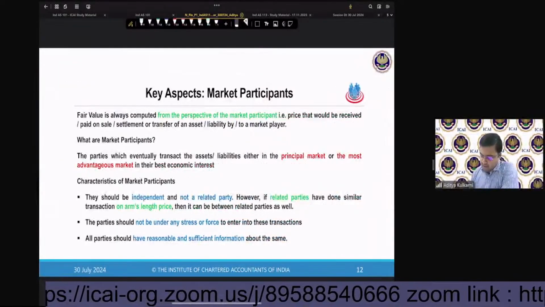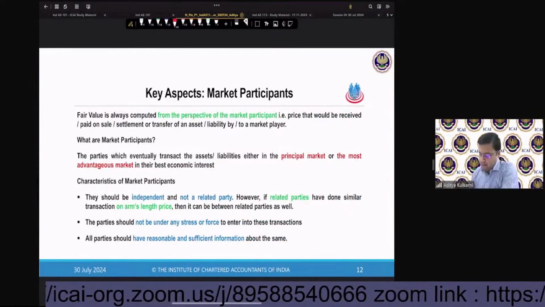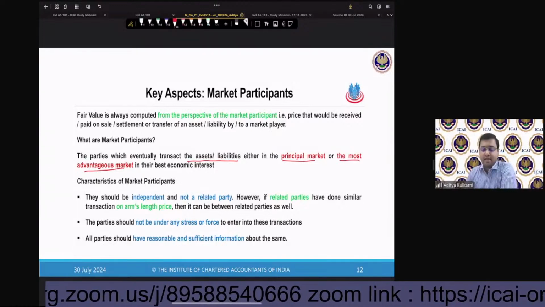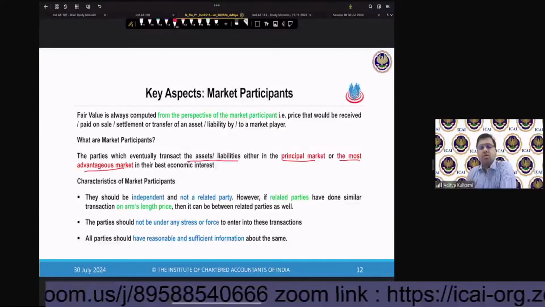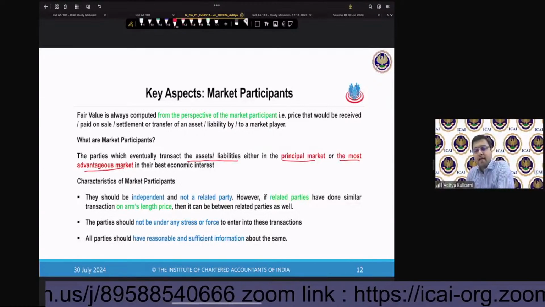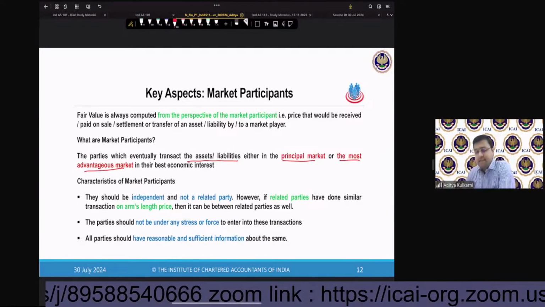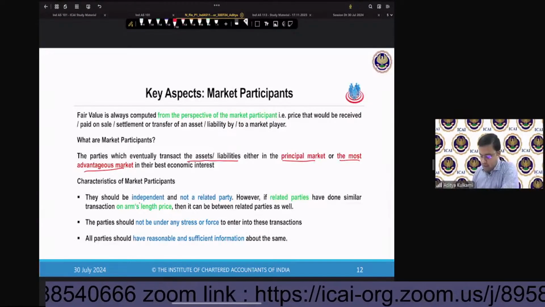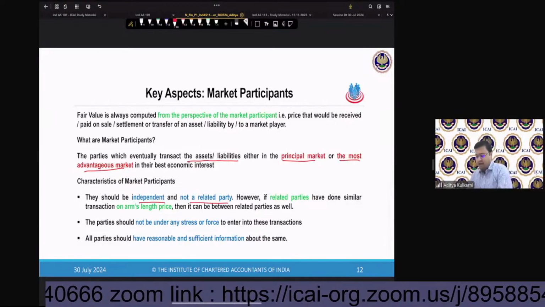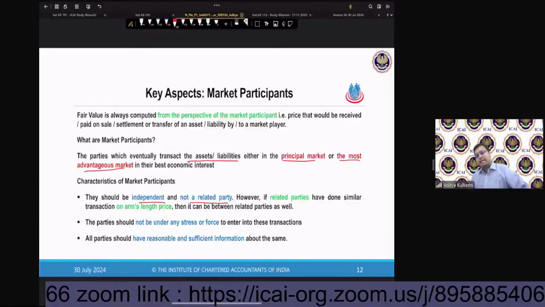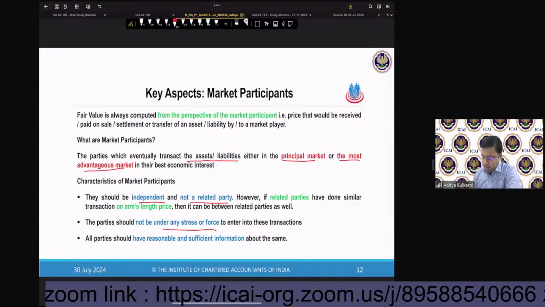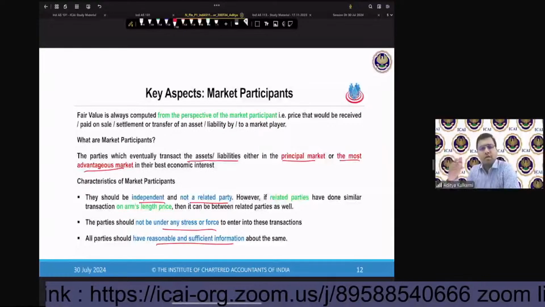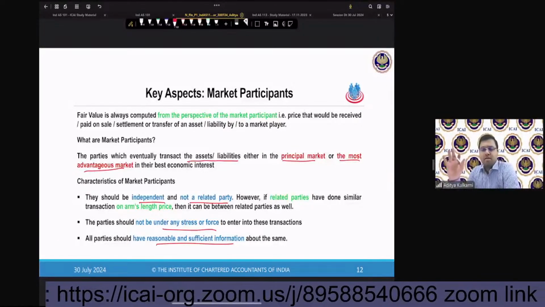The parties which eventually transact the assets or liabilities, either in the principal market or the most advantageous market, act in their best economic interest. So they are going to look at investment, they are going to look at selling their product in the best economic interest. When we talk about market participants, typically they are independent and not related parties. If they are related parties, they have done the transaction at arm's length. They should not be under any stress or force, and they should have reasonable and sufficient information about the same. So this is broadly what categorizes the definition of fair value.